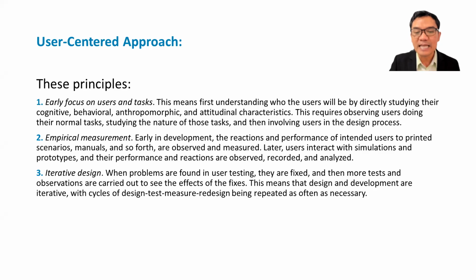This means first understand who the users will be by directly studying their cognitive, behavioral, anthropomorphic, and attitudinal characteristics. Meaning you need to be aware of the user's cognitive aspects, such as how they look and feel, their behavior toward the developed system, the humanistic part of the human being, which is the anthropomorphic part, and their attitudes during the use of technology.